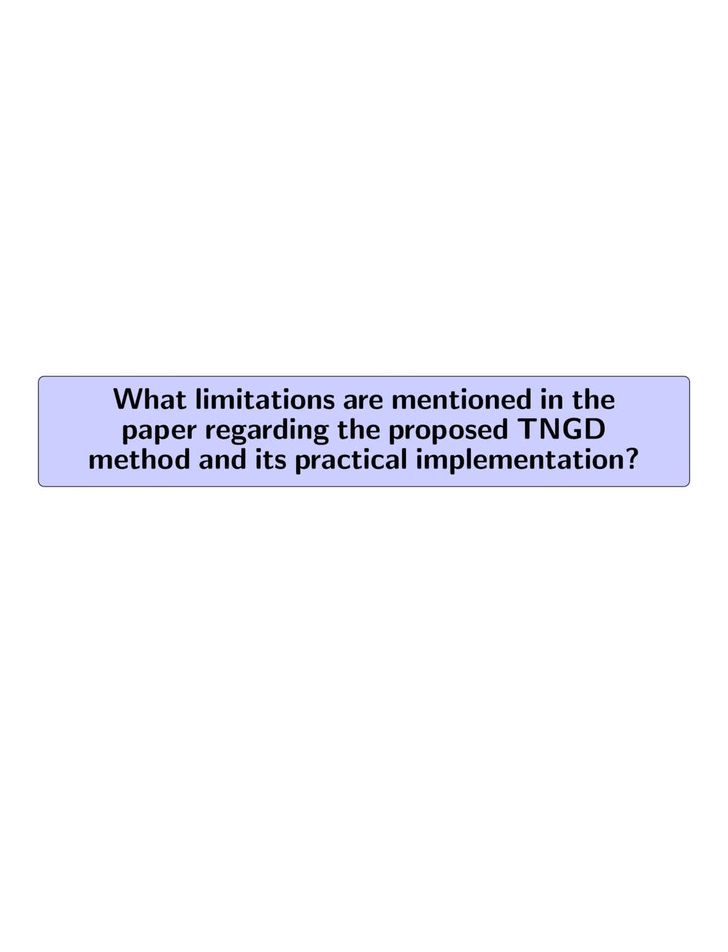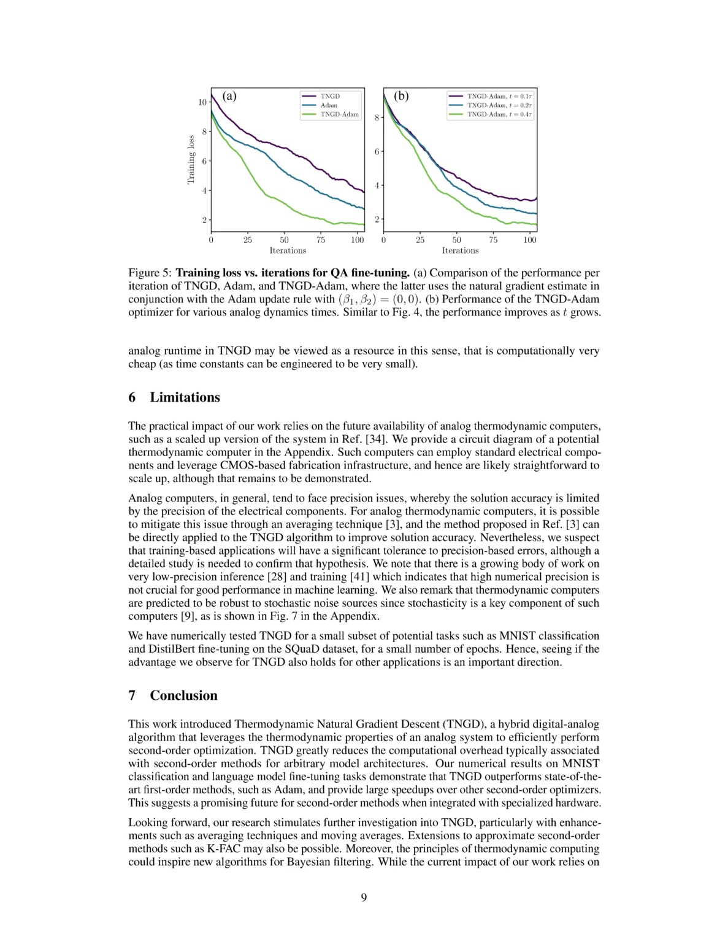What limitations are mentioned in the paper regarding the proposed TNGD method and its practical implementation? The limitations include the reliance on the future availability of analog thermodynamic computers, the potential precision issues faced by analog computers, and the need for scaling up the current system demonstrated in previous research. The paper notes that analog computers, including thermodynamic ones, may face precision limitations due to the accuracy of electrical components, which can be mitigated through averaging techniques.